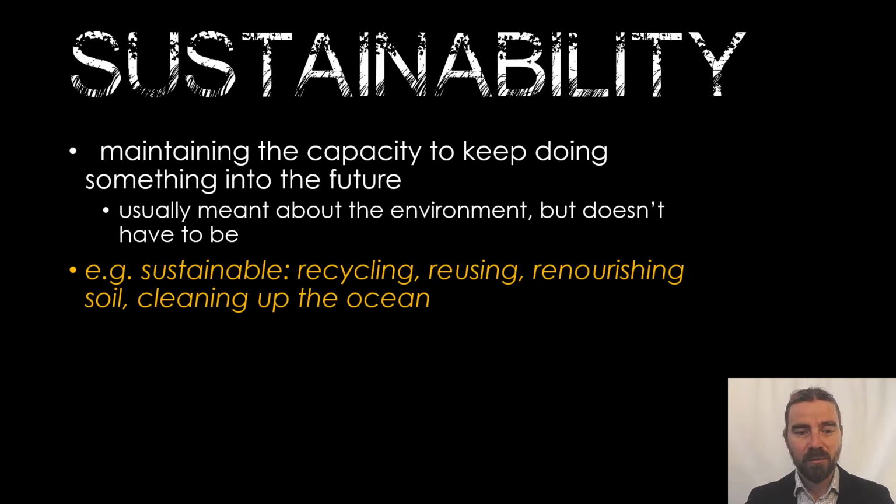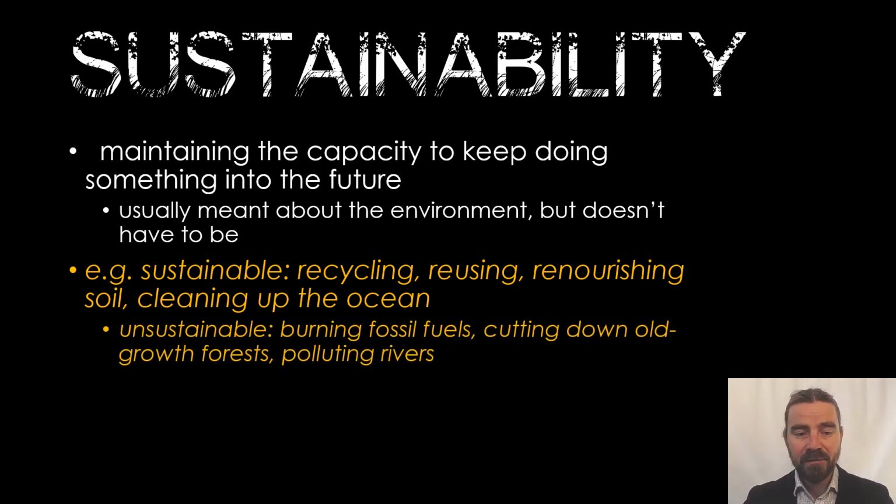So, for example, some kinds of things that are environmentally sustainable include recycling, reusing, re-nourishing soil, cleaning up the ocean. And some things that aren't sustainable include burning fossil fuels because they can't be renewed. It takes millions of years to produce coal. Cutting down old growth forests or polluting rivers.